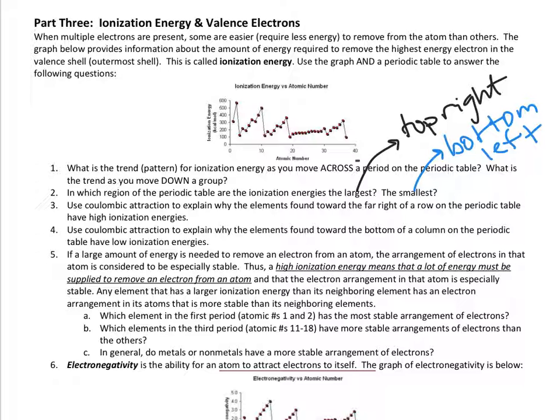For number 3, it says, use Coulombic attraction to explain why the elements found towards the far right of a row on the periodic table have high ionization energies. All right, well, let's think about it. As you go across a period, like we've seen, the number of protons is going to increase. Number of protons, P plus is protons, increases as you go across. If the number of protons increases, that means your attraction increases.